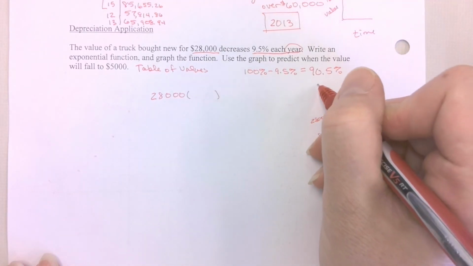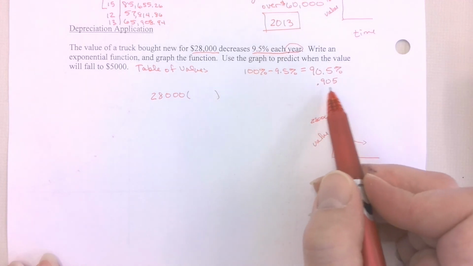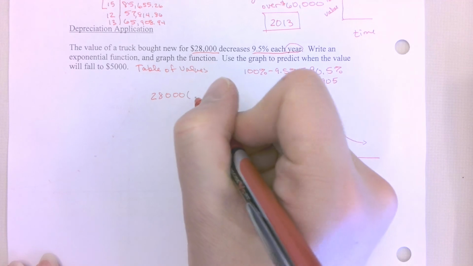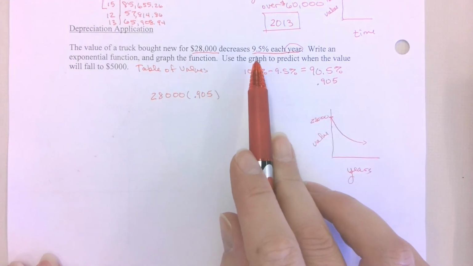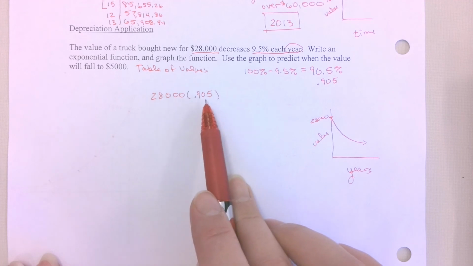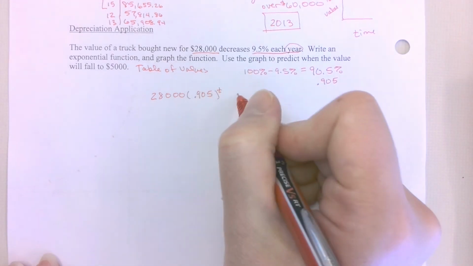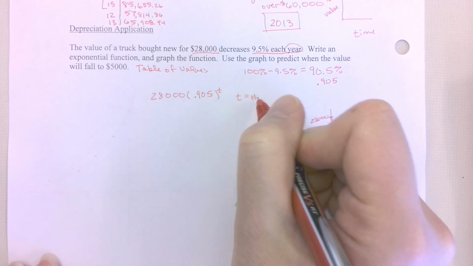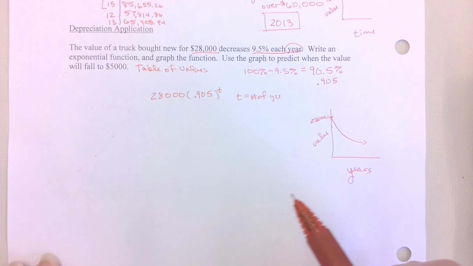And I'm going to change that to decimal 0.905. So really watch how you write this, 0.905. If I was losing 9%, I'd have 0.91. So this does make sense to the power of time, and T stands for number of years. You want to watch if it's years or decades or months.